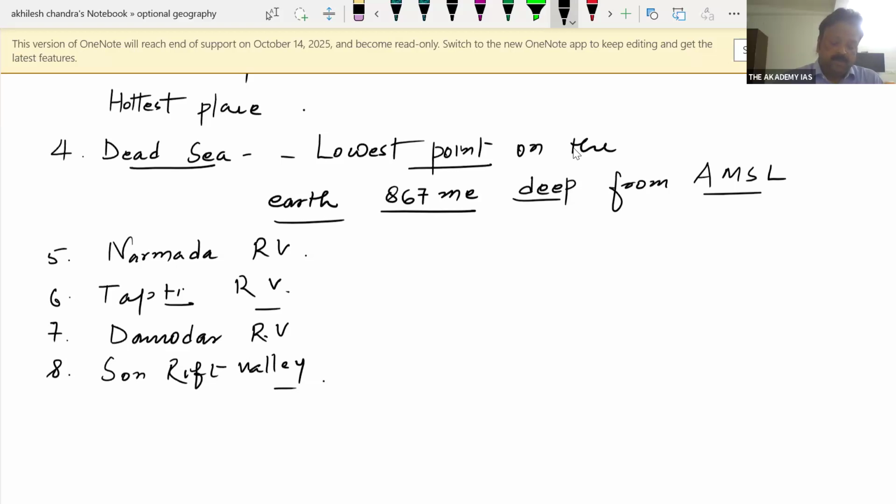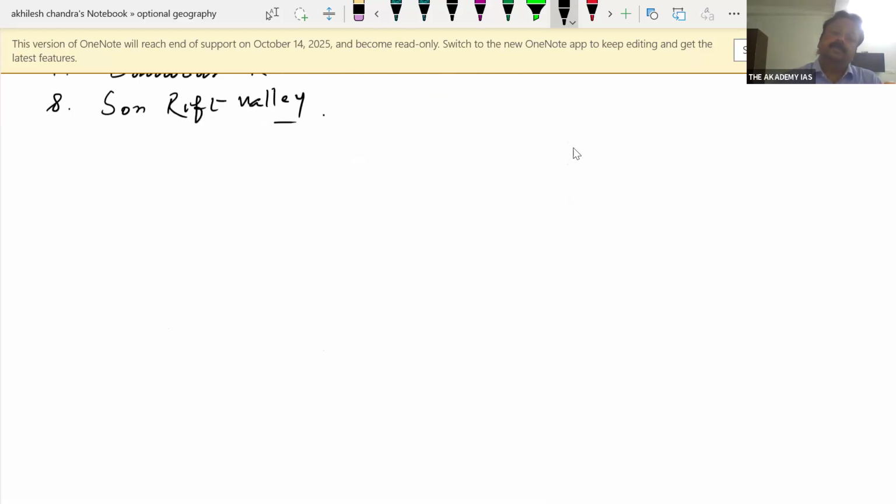Fine. So these are the rift valleys and horsts. ठीक है बच्चे. So these are a few rift valleys and horsts, which are because of tensional force. Fine. Let's come to the exogenetic force.